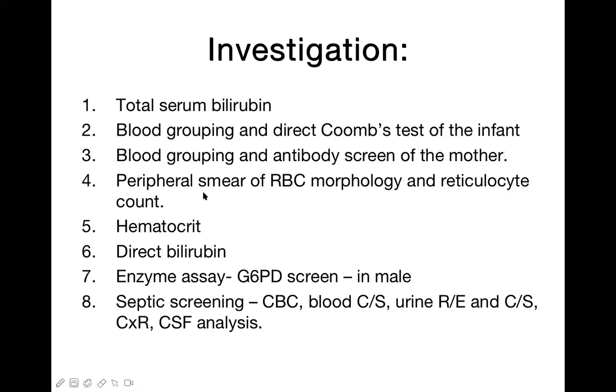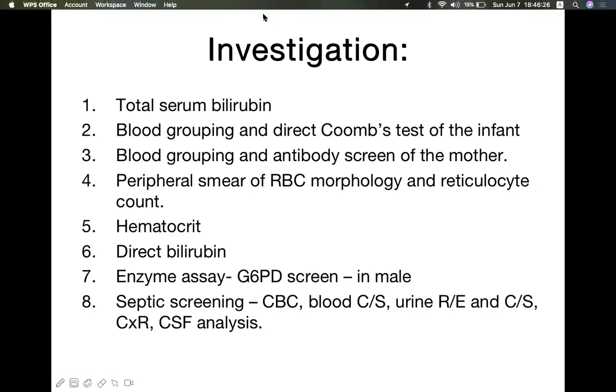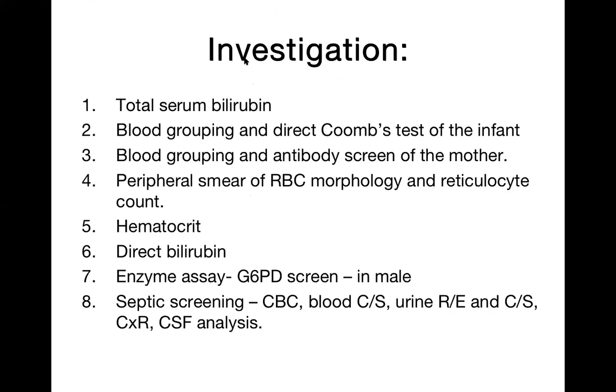Don't forget to see the peripheral smear for RBC morphology and reticulocyte count. They are abnormal in hemolytic anemia. Reticulocyte count is usually high in hemolytic anemia. Check hematocrit as well as hemoglobin level. They decrease in hemolysis. Direct bilirubin is always examined. And one important point, if direct bilirubin is higher, it shows this is a case of obstructive jaundice. There is some obstruction to the bile flow.